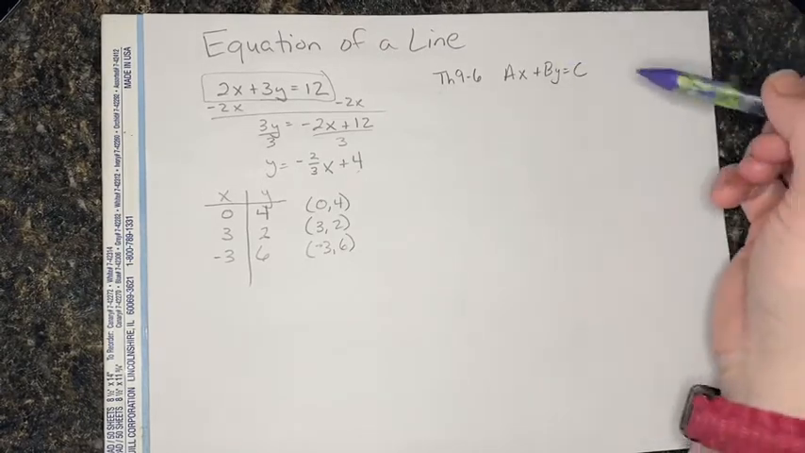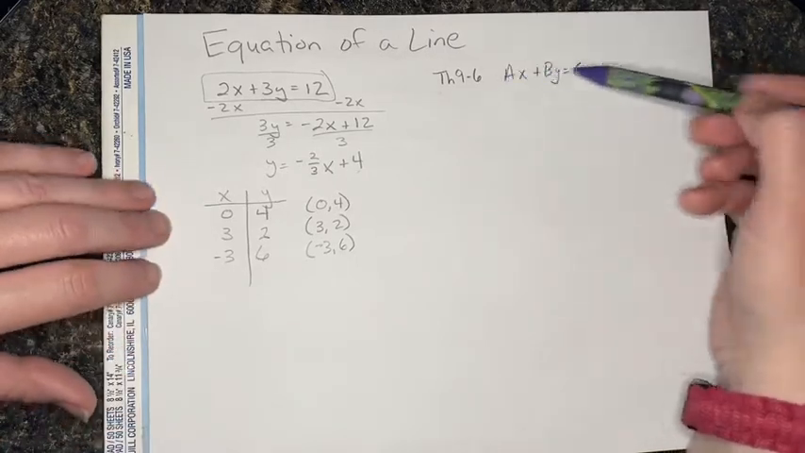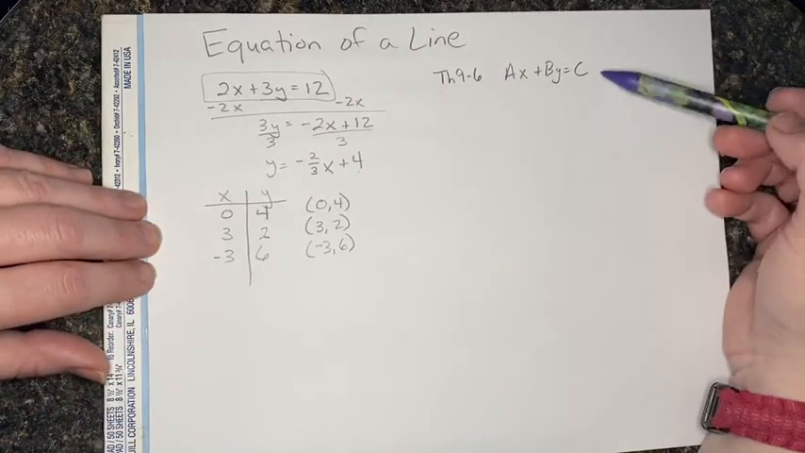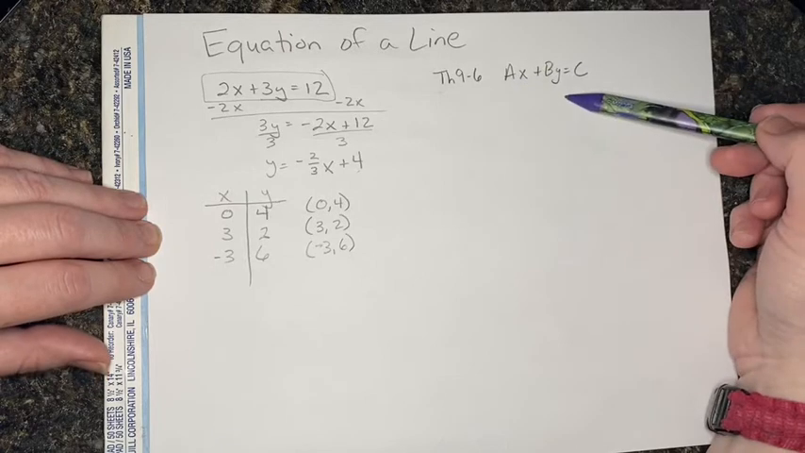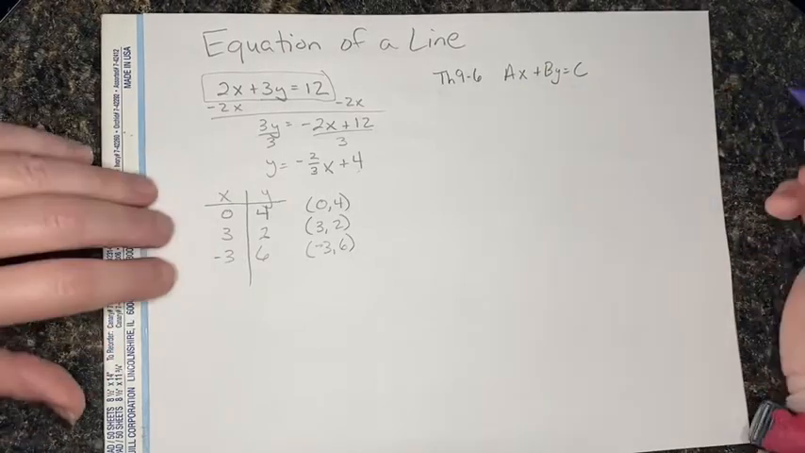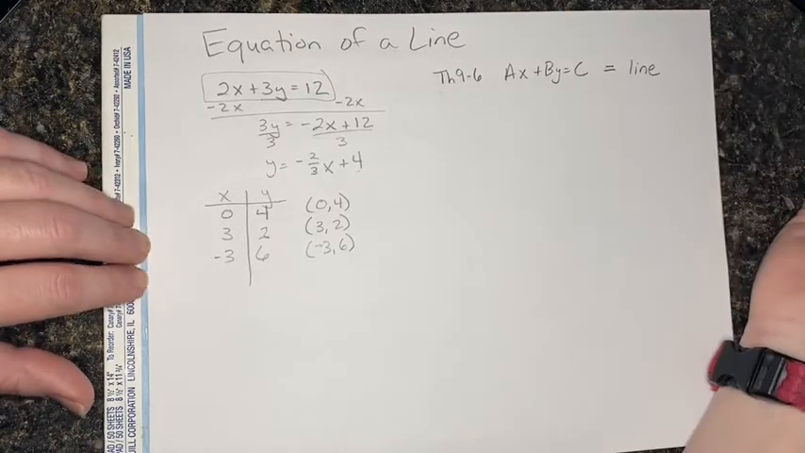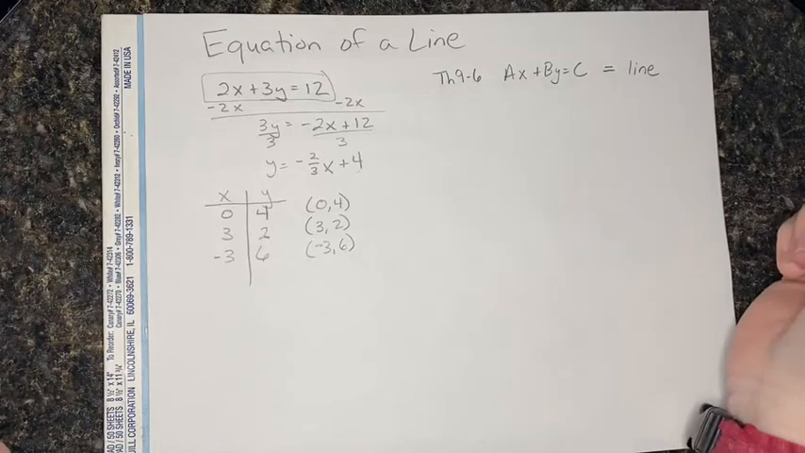It's a line, okay? If you've got an equation that can be written in this form where A and B are not 0, then this does indeed form a line, okay? So all of that equals a line. That's the basic theorem here.